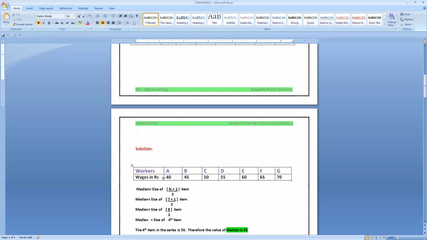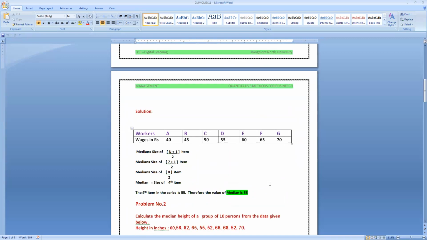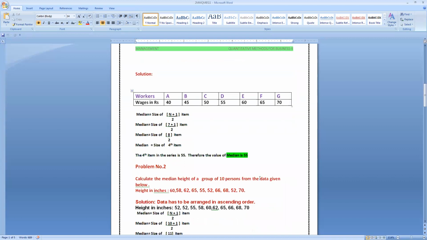We arrange the data in ascending order: 40, 45, 50, 55, 60, 65 and 70. This is the first step. The next is to apply the formula, median equals the size of (n plus 1) by 2. In case of individual series, n is the number of items. In case of discrete and continuous series, n is the total of the frequency values. So how many workers are there? It is 7.